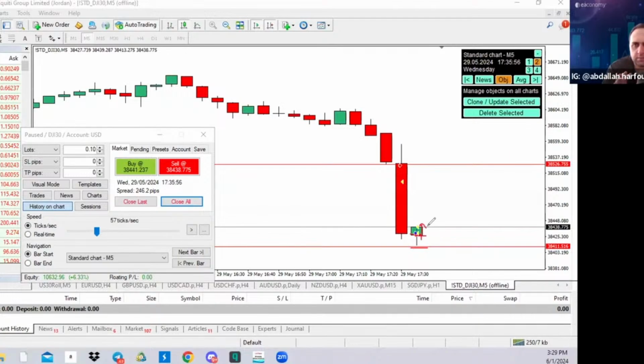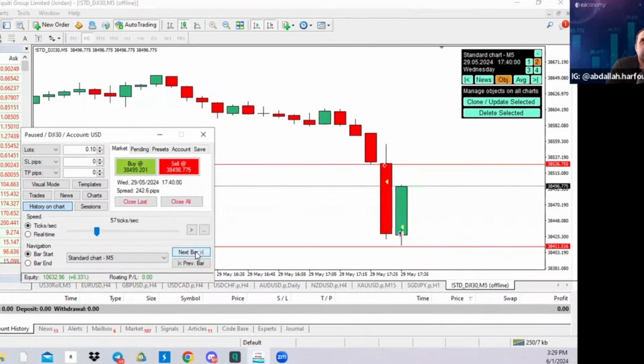Even if you take it here, it goes a little bit down and then it starts to push back up. You have to trust the system, okay? Trust it. And then it pushed up. It was a nice buy.